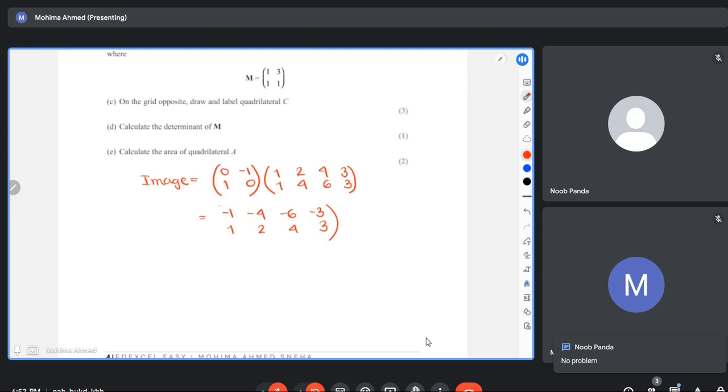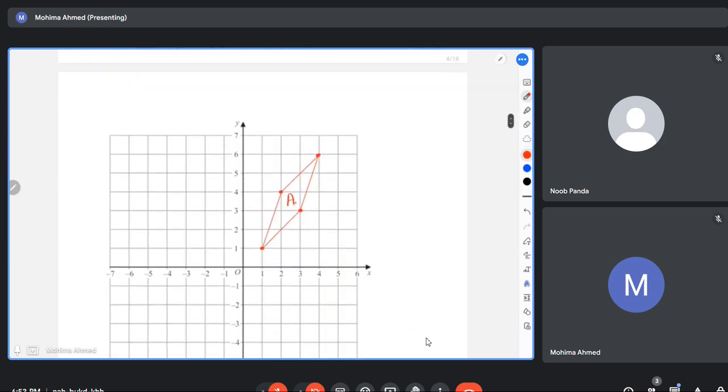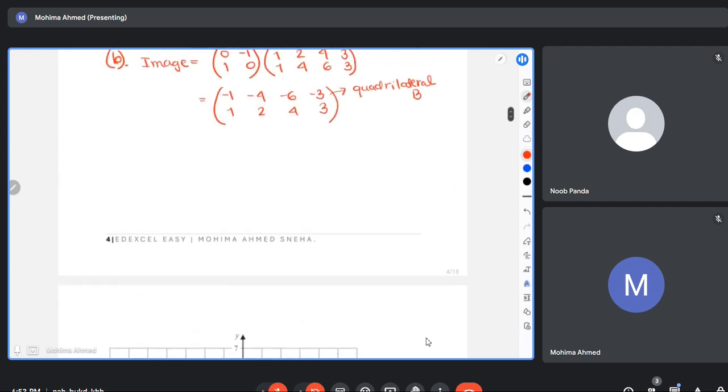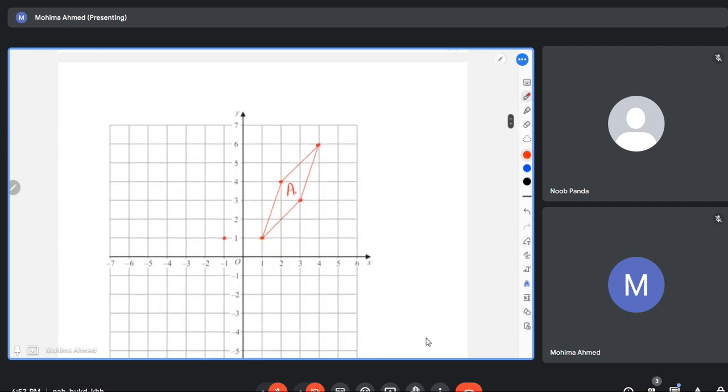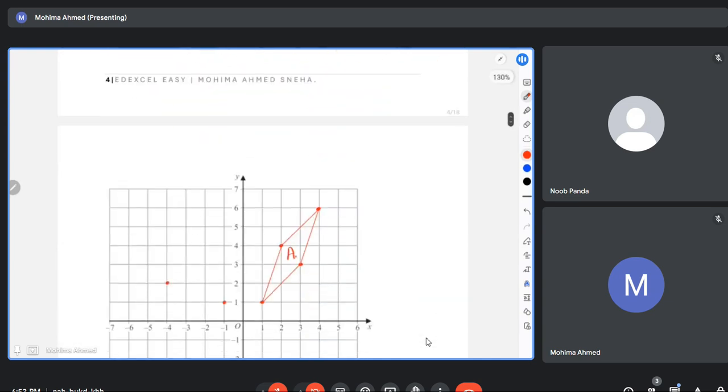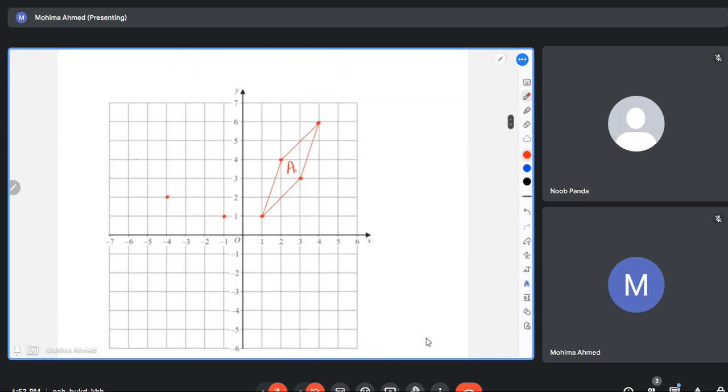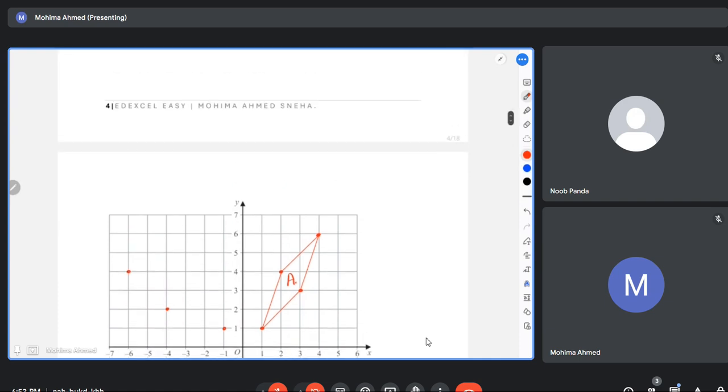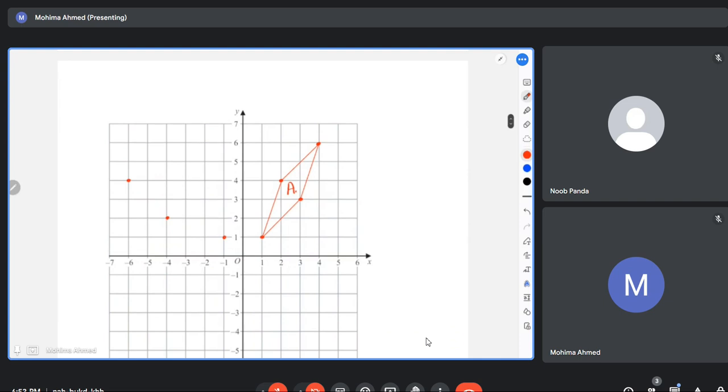This is the coordinates for your quadrilateral B. Sorry, I said trapezium by mistake. I'm going to draw this again on the grid. -1, 1, and then -4, 2, -6, 4, -3, 3. Similarly, I have to connect all the points together now.